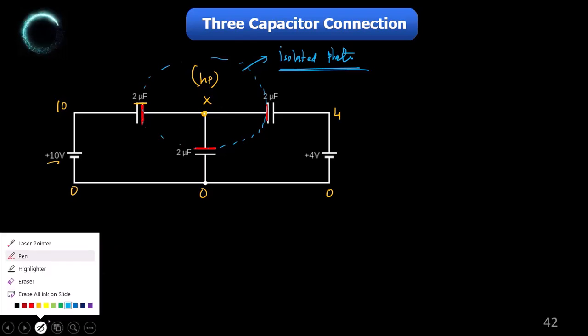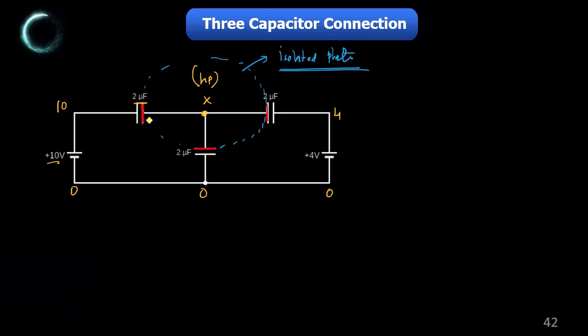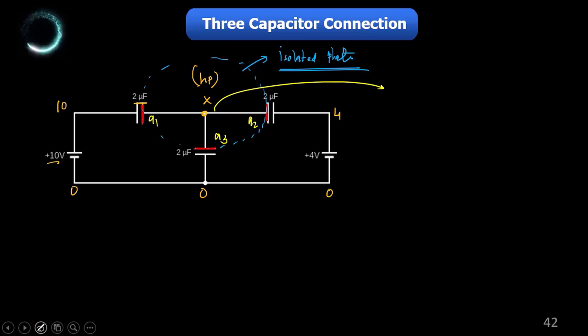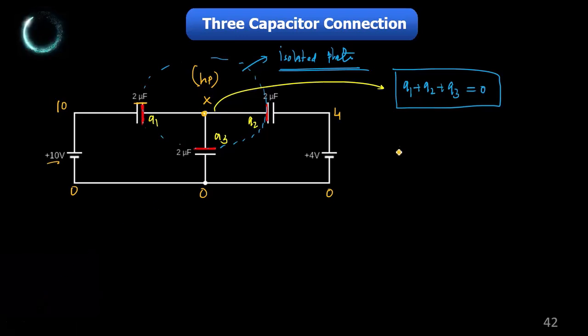What I am saying is, let us say Q1 is the charge on this plate, Q2 is the charge on this plate, and Q3 is the charge on this plate. So for the x point, I write the nodal equation as summation of Q1 plus Q2 plus Q3 should be equal to 0. Why? Because charge can never be accumulated. So the total charge on this isolated plate system must be equal to 0. So Q1 plus Q2 plus Q3 becomes 0. That is basically the equation for the isolated plate system.